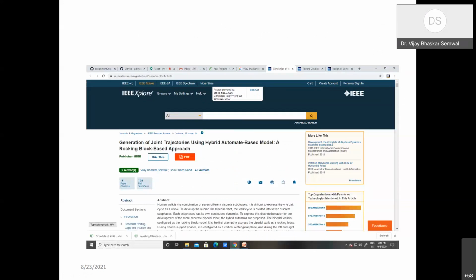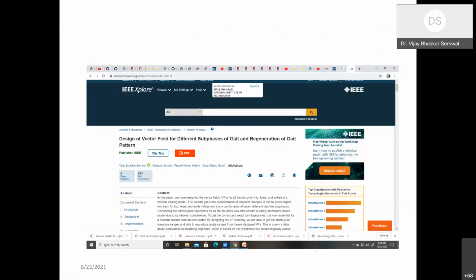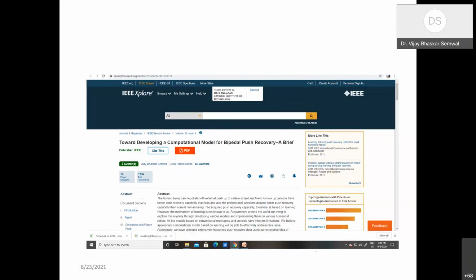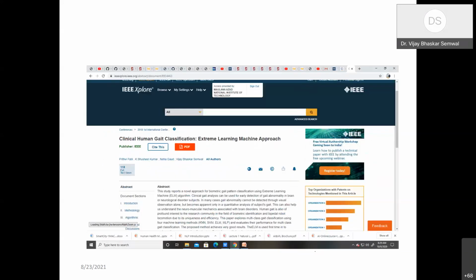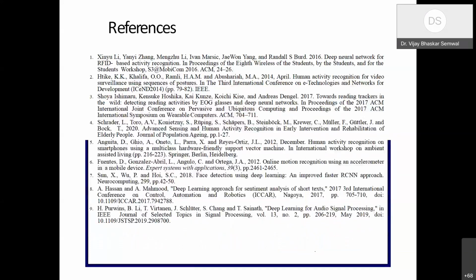You can refer to this paper, the IEEE Sensors paper. You can refer to my Google Scholar profile. From there you can get the IEEE Sensors paper, by which you will get the background. So the first phase of the talk I'm finishing here. I will immediately start the implementation of our deep learning and TinyML.